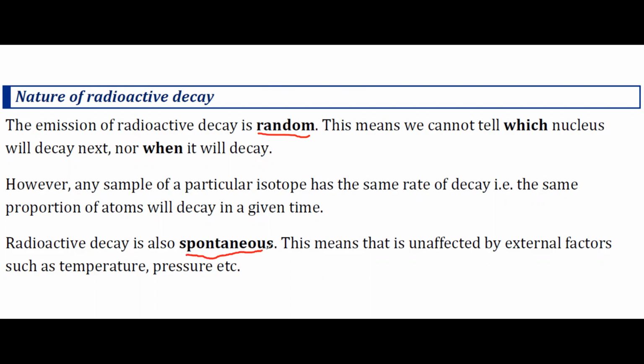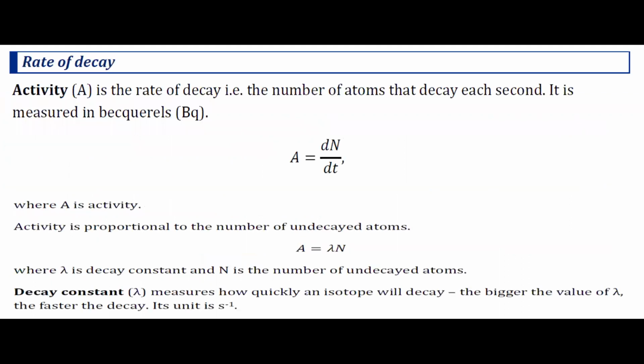And spontaneous means it is not affected by external conditions such as temperature, pressure, or the state of a radioactive material; these do not decide how many radiations are coming out. Rate of decay, how many radiations a radioactive sample emits every second, is called the rate of decay, or also we call that the activity. And activity is basically the rate of change of radioactive decay.